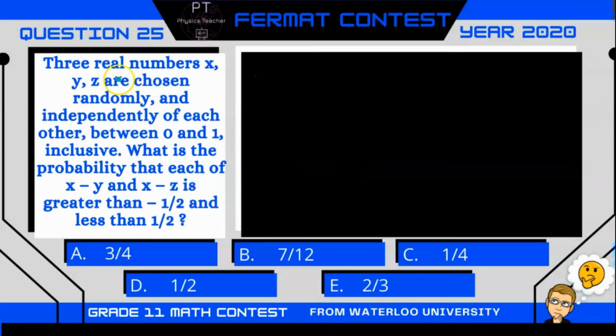Alright, so this question says that there are three real numbers, x, y, and z, that are chosen randomly, completely independent of each other. Now they do have a domain that's between 0 and 1. And the question is, what is the probability that both x minus y and x minus z will be greater than negative a half and less than positive a half?